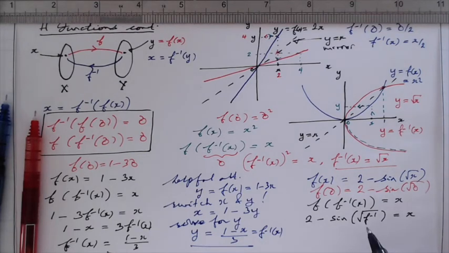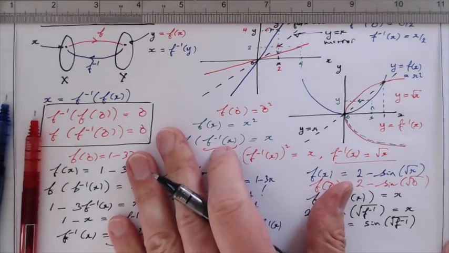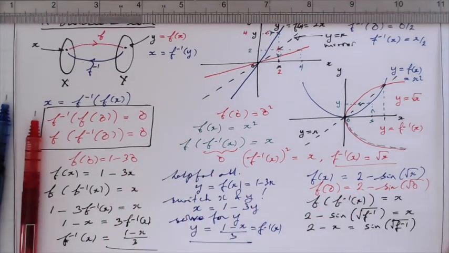Right, I have to solve this rather amusing equation, so I'm going to take the sine function to the right-hand side and x to the left-hand side, so I would get 2 take away x equals sine of the square root of f minus 1. I'm going to need a bit more space here. And then I'm going to take the inverse sine of both sides.